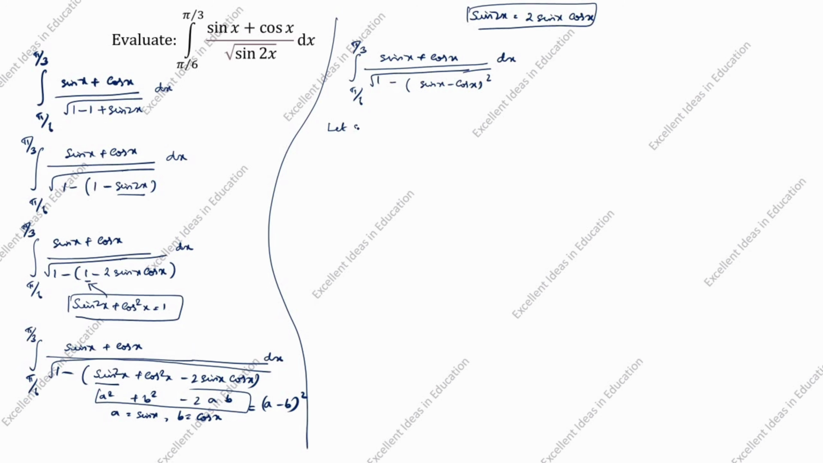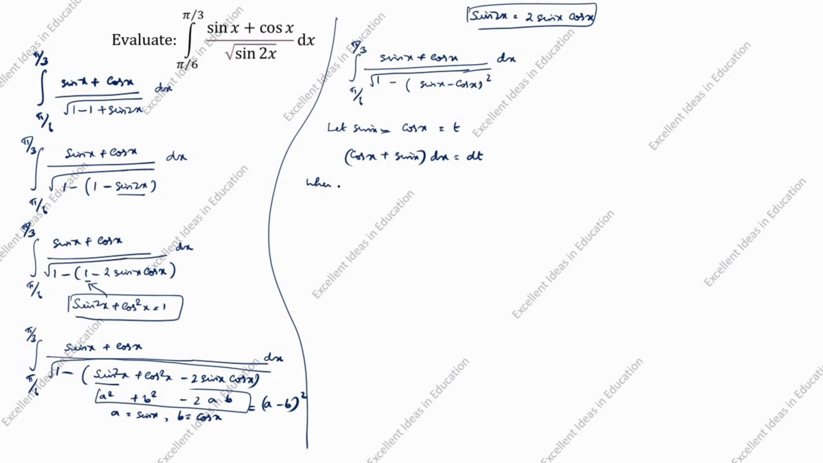Let sin x minus cos x equal to t. We will differentiate this one. Sin x differentiation is cos x. Cos x differentiation is minus sin x. Already minus is there, so plus sin x, so (cos x plus sin x) into dx is equal to dt.